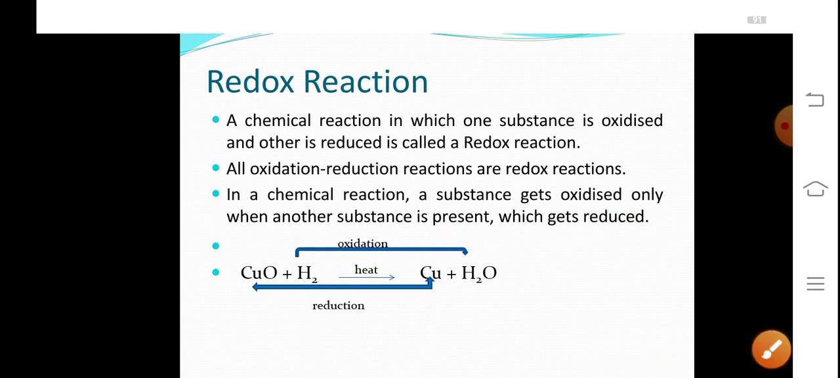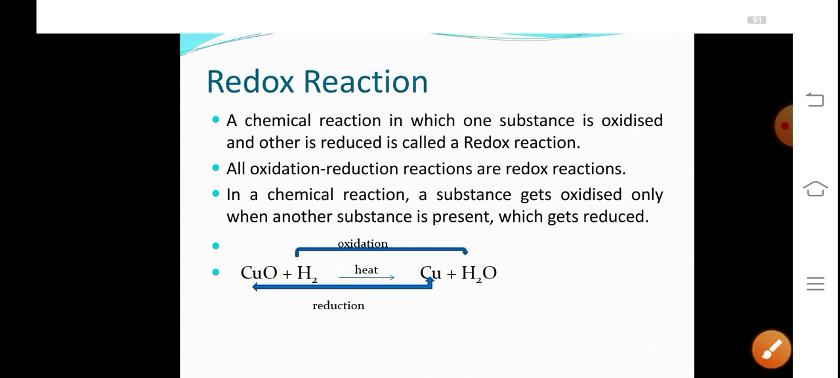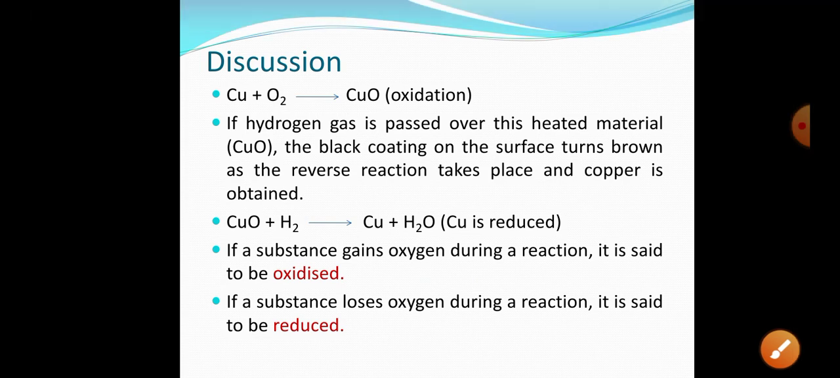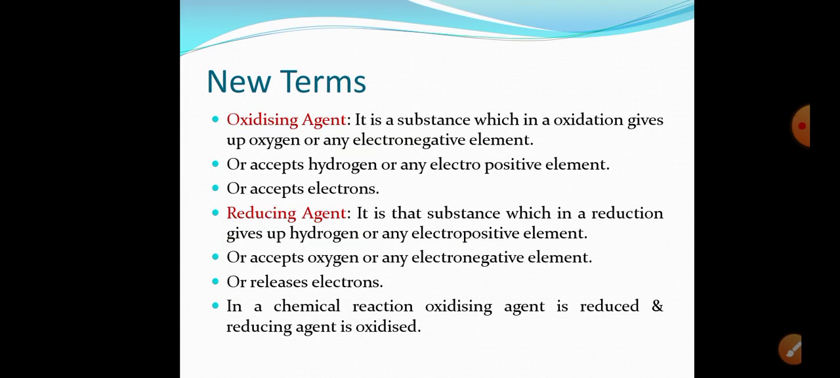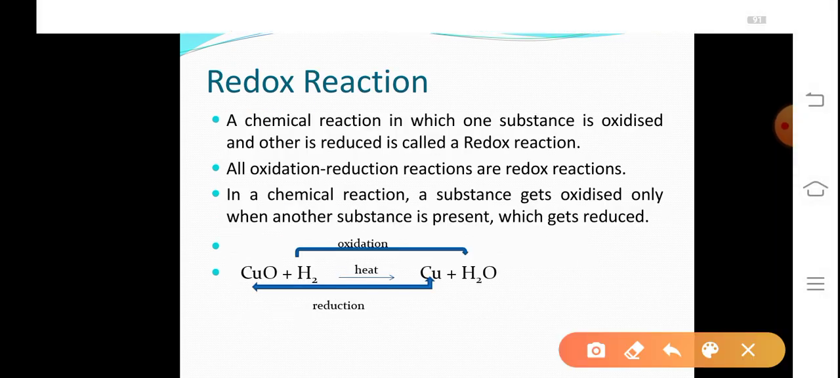For example, in this reaction, copper oxide reacts with hydrogen to form copper and water. So here copper oxide is reduced. Why? Because copper oxide has released the oxygen, and this released oxygen is being accepted by the hydrogen to form water. So here hydrogen is oxidized. Here it is written on the arrow: copper oxide is reduced, whereas hydrogen is oxidized. So here one substance is the oxidizing agent and another substance is the reducing agent.